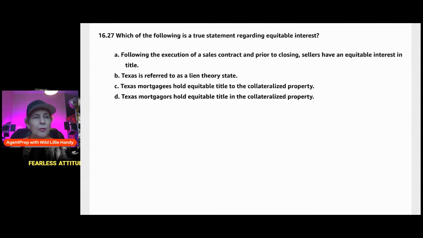So type your answer in the chat. Yes, the answer is D. Texas mortgagors, the borrower, hold equitable title in the collateralized property. That is the subject property that they purchased.